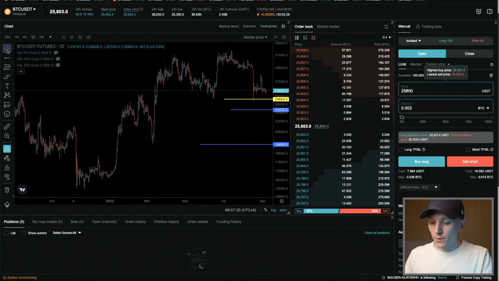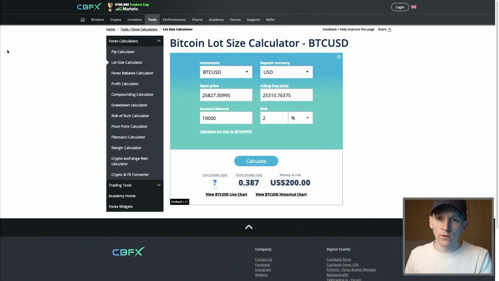I'll quickly show you how to determine how much risk you're okay to take within a futures position as well. So what we can do is go to a trade size calculator. You can look one up on Google. I'll try and link this one below as well. What we're going to do is put the trade details in, and then we're going to risk a certain amount of our account that we're trading.